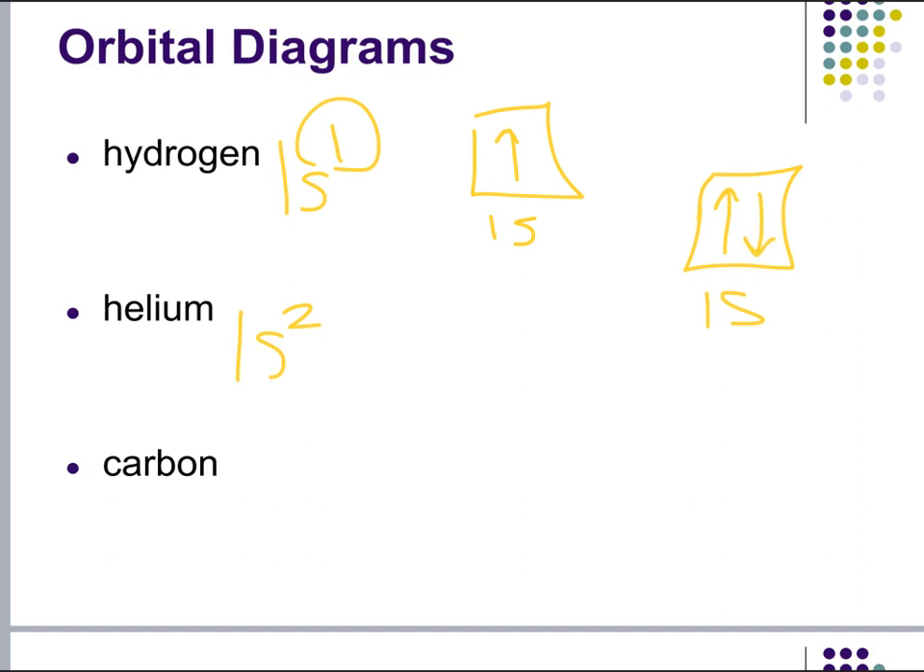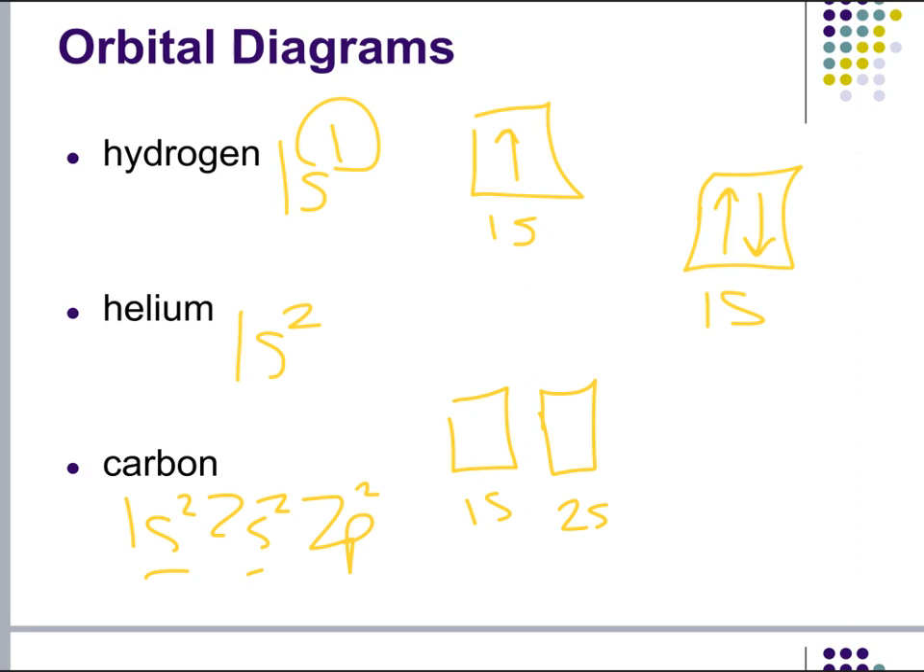Carbon's electron configuration is a little bit longer: 1s2, 2s2, and 2p2. So for my s orbitals, both of them have only 1 box, 1s and 2s. Remember, the 2 only tells me that it's further from the nucleus. It does not mean that it comes as 2 orbitals. When I write 2p, p always comes as a set of 3. So I have a set of 3 boxes for p.